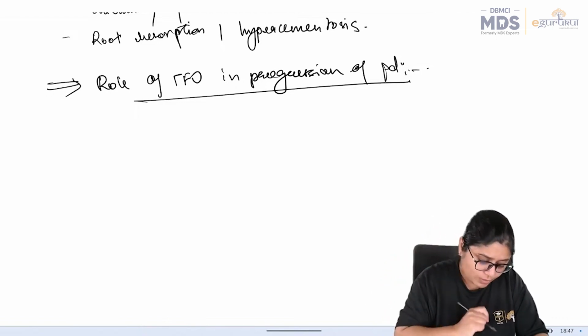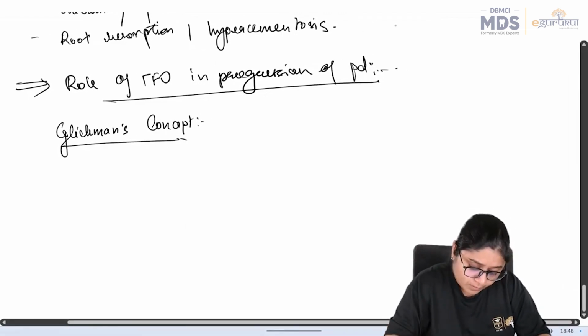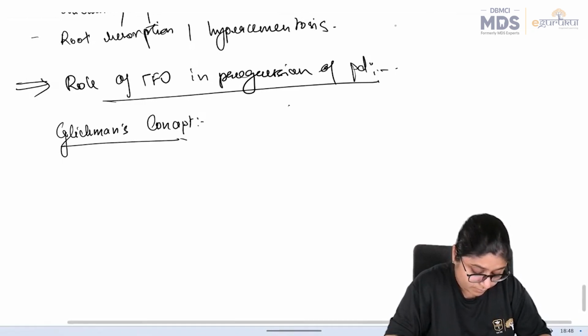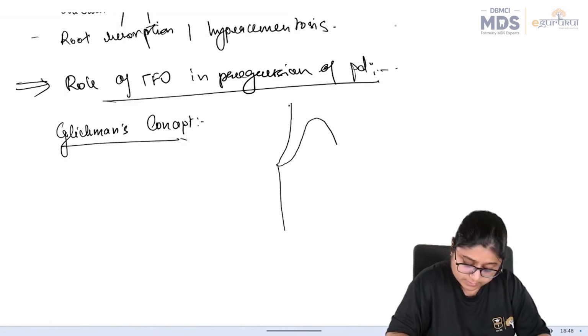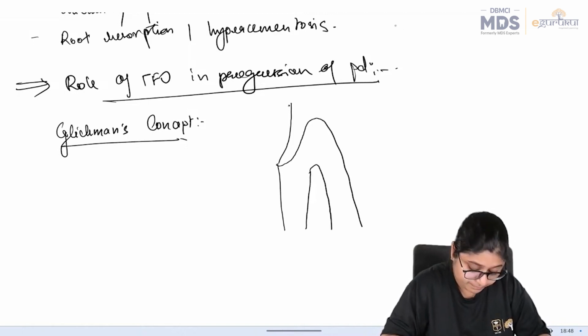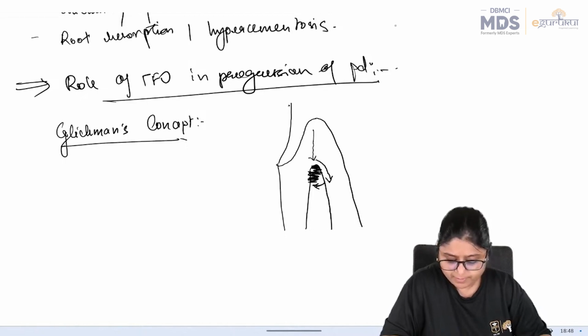According to Glickman's concept, I have already shown you what the normal pathway of inflammation is. If this is your tooth, and this is your gingiva, and this is your alveolar bone, inflammation from the marginal gingiva goes to the supraperiosteal region and then goes here. First this part of the bone will get resorbed, and when the inflammatory mediators come here, this part will be resorbed, and then it will go to the PDL. So mostly horizontal bone loss is seen.